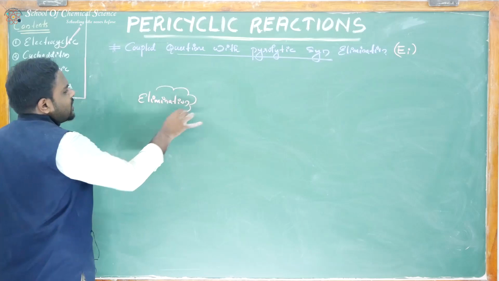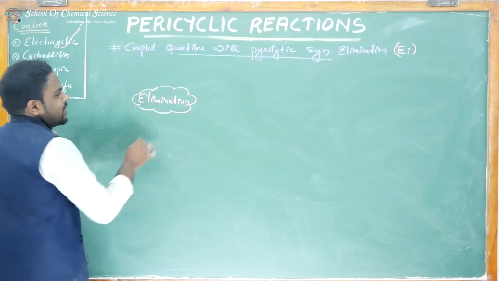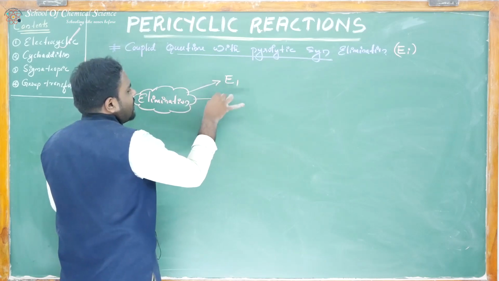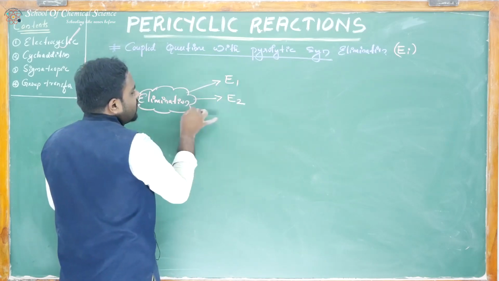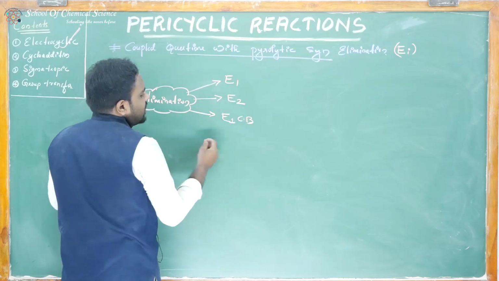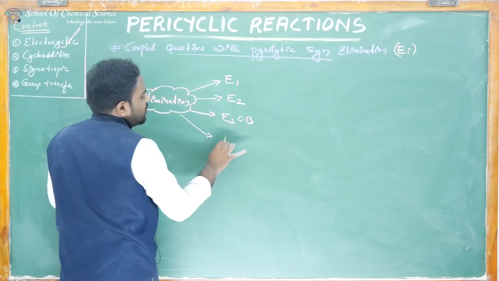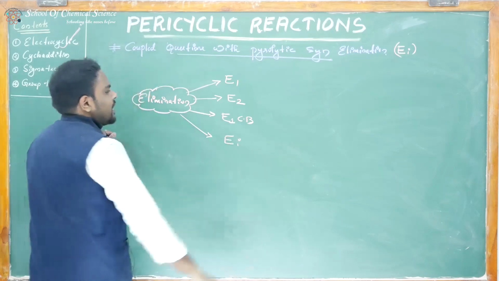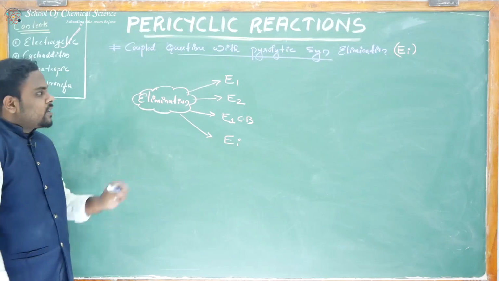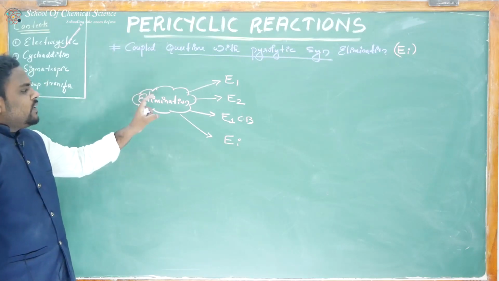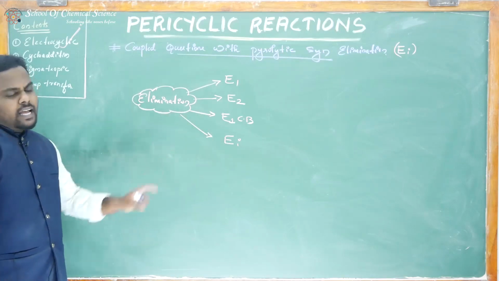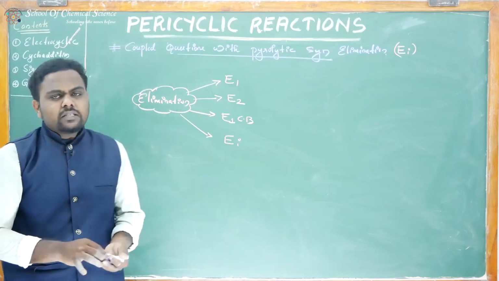Four mechanisms are proposed. First one, E1 mechanism. Second one, E2 mechanism. Third one, E1CB, conjugate base mechanism. And fourth one, Ei mechanism. These are the four mechanisms of elimination. Details we will study in the reaction mechanism section.